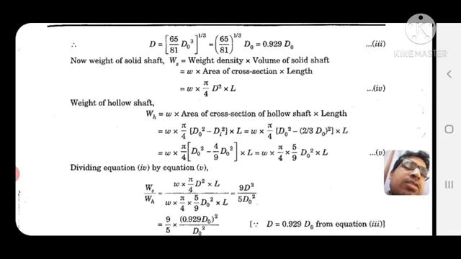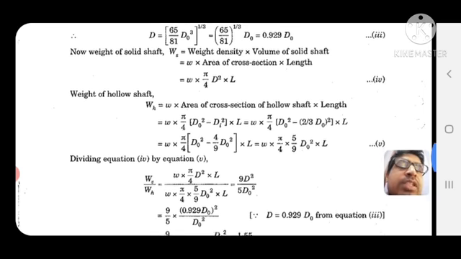So d equal to (65 by 81 d0 cube) whole to the power 1/3. So that is equal to (65 by 81) whole to the power 1/3. So d equal to 0.929 d0. Okay, capital D equal to 0.929 d0.